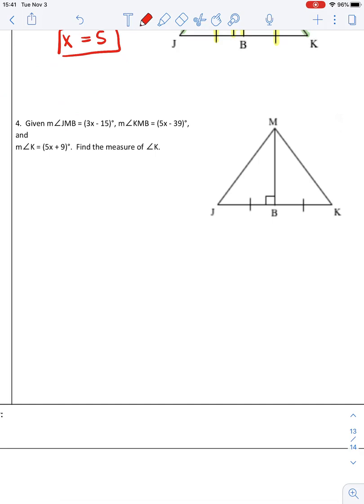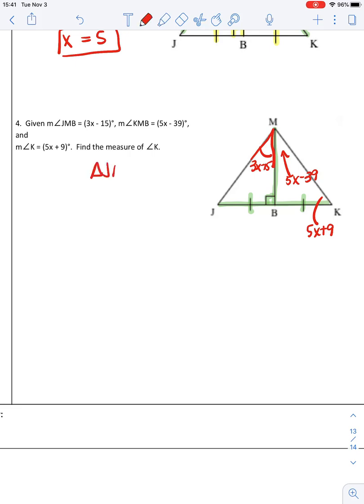Okay? Given that JMB, so remember JMB, that's this angle right here, that's 3x minus 15, and KMB is this angle right here, it's 5x minus 39, and angle K, which is down here, is 5x plus 9. Find the measure of angle K. So I look, and again, same picture, right? So this segment has been cut in half. This is at a right angle. It cuts everything in half.